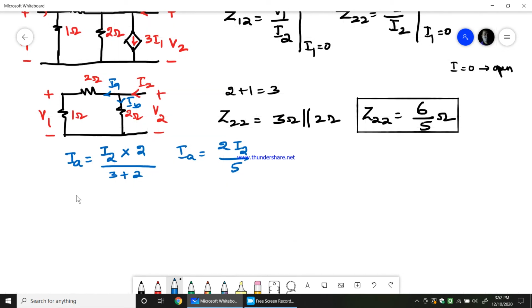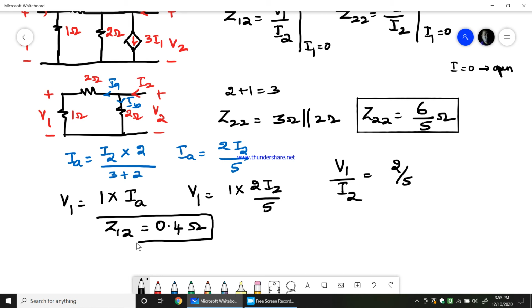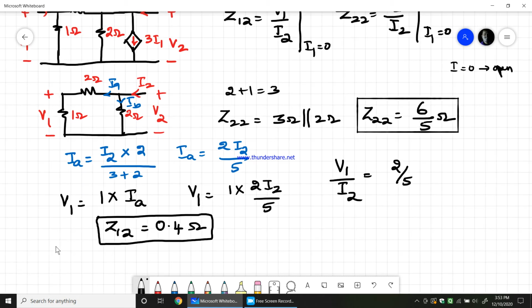Therefore, we know that the voltage across 1 ohm, V1, would be equal to 1 times IA, because the current IA is the one flowing through this 1 ohm. Therefore V1 is equal to 1 into 2 times I2 by 5. Therefore V1 by I2 would be equal to 2 by 5. Therefore Z12 is equal to 2 by 5, which is 0.4 ohms. So we have ended up finding all the Z parameters for the given network.